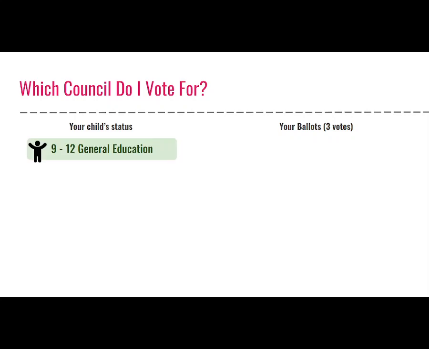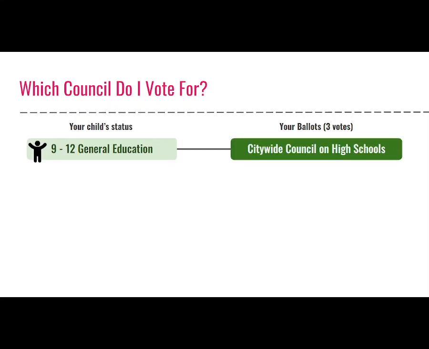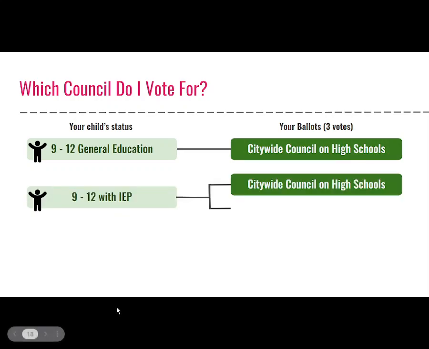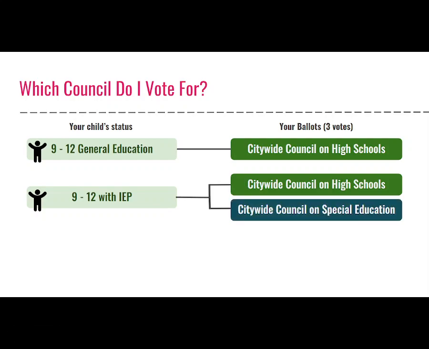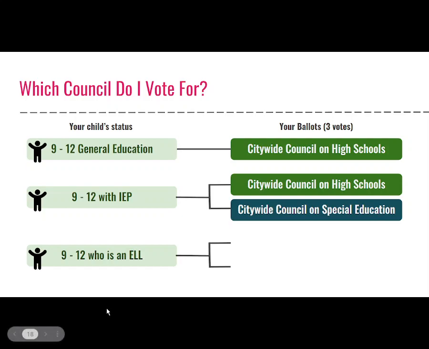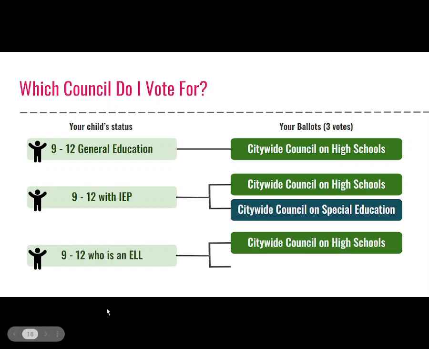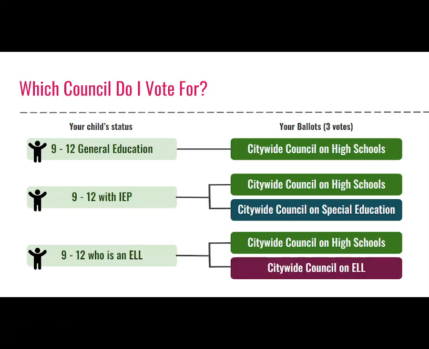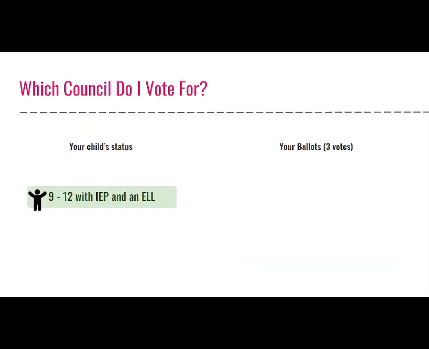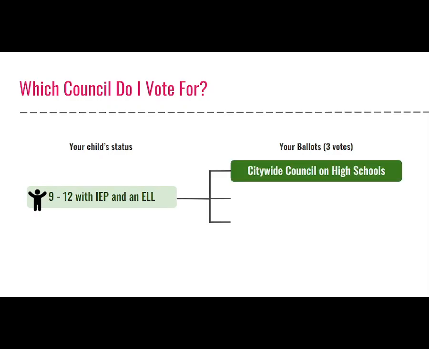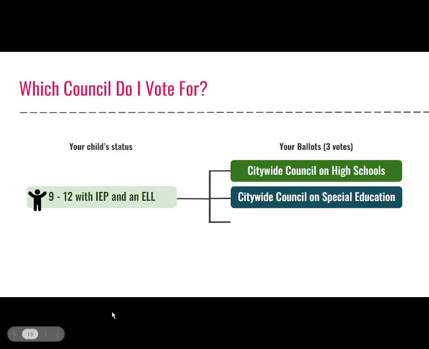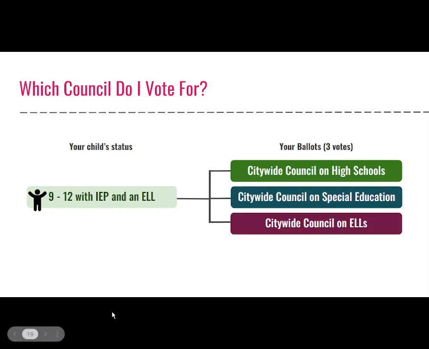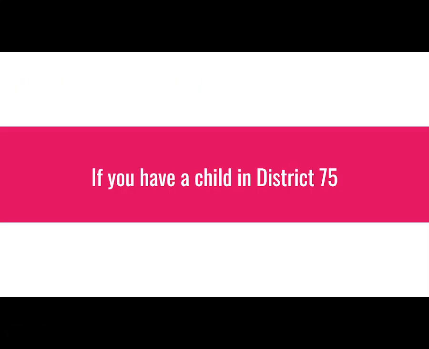So if your high schooler is in the general education program, you will vote for the Citywide Council on High Schools. If your high schooler has an IEP, you will vote for Citywide Council on High Schools and Citywide Council on Special Education. If your high schooler is an English language learner, you will vote for the Citywide Council on High Schools and the Citywide Council on English language learners. If your high schooler has an IEP and is an English language learner, you will vote for the Citywide Council on High Schools, Citywide Council on Special Education, and the Citywide Council on English language learners.